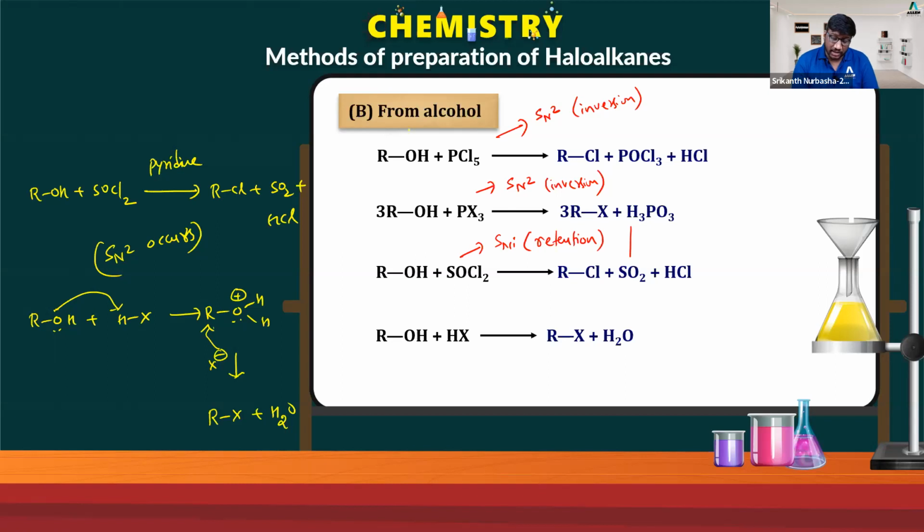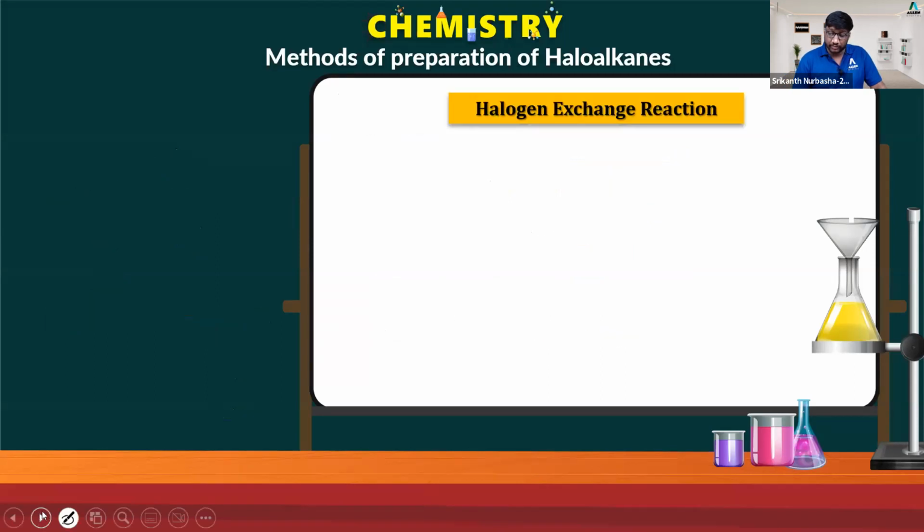So these are the methods of preparation of alkyl halides from alcohols, treated with phosphorus halides, SOCl2, HX. And out of all these, which is the best reaction? SOCl2. Why? Because gases are produced which increase the entropy of the system, thereby also increasing the spontaneity of the reaction, and they can be removed easily from the reaction mixture.